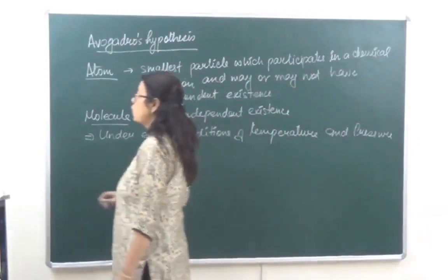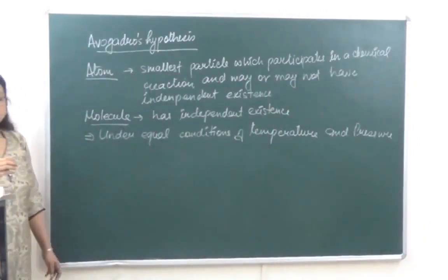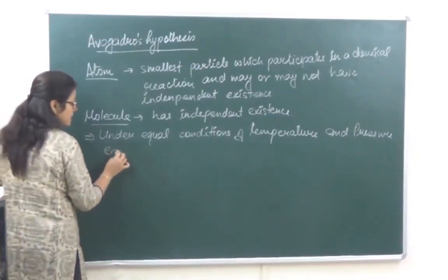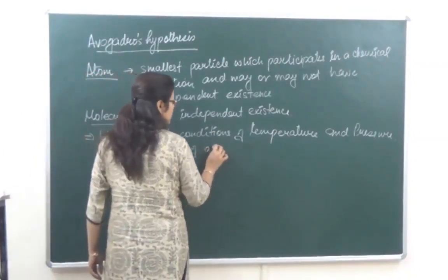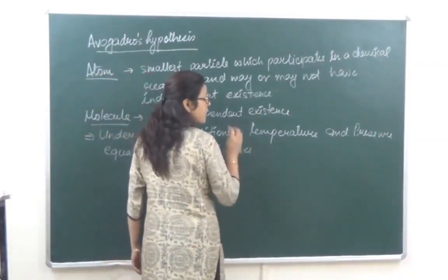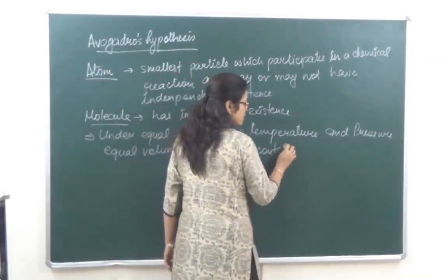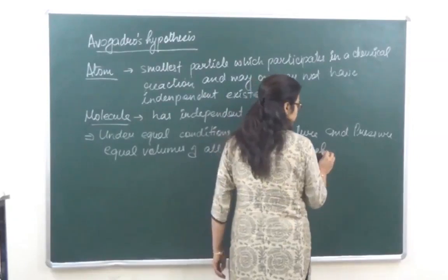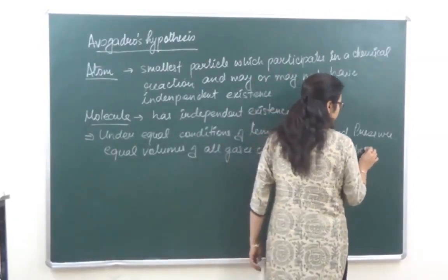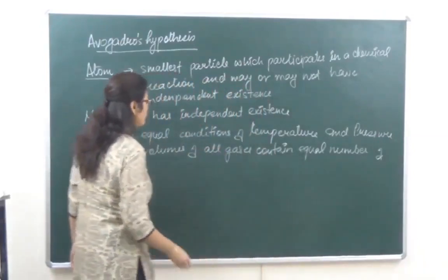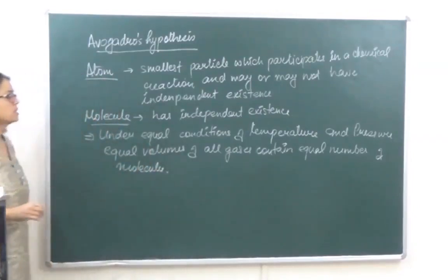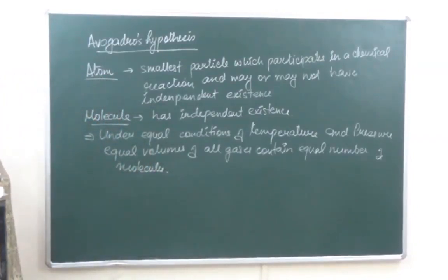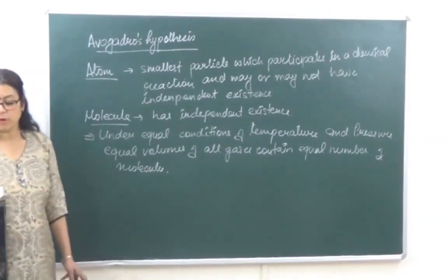Under equal conditions of temperature and pressure, equal volumes of all gases contain equal number of molecules. Right? So this was Avogadro's hypothesis: under equal conditions of temperature and pressure, equal volumes of all gases contain equal number of molecules.